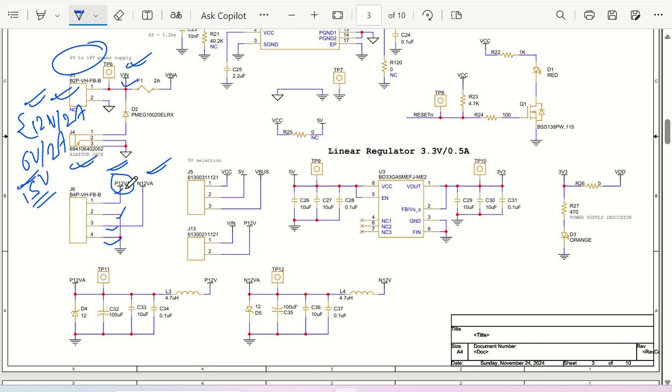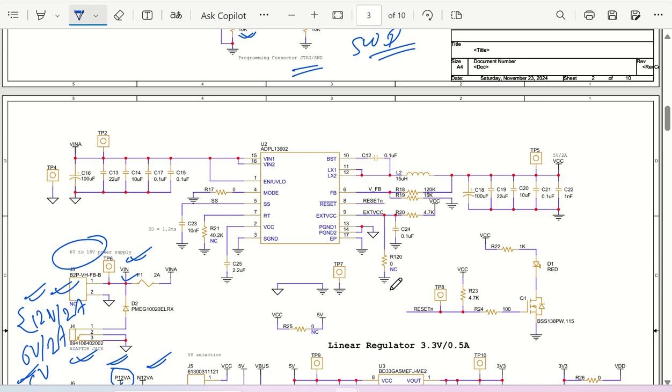This 12 volt and minus 12 volt needs to be filtered out and have some protection circuit. So for that purpose I have used a TVS diode of 12 volt here, and here also 12 volt. This one is reversed, because it is negative voltage. Okay, and we have nicely put capacitors and inductors to filter out the signal. So this is how you have a filtered output voltage of 12 volt and minus 12 volt.